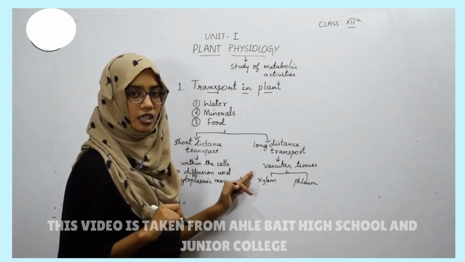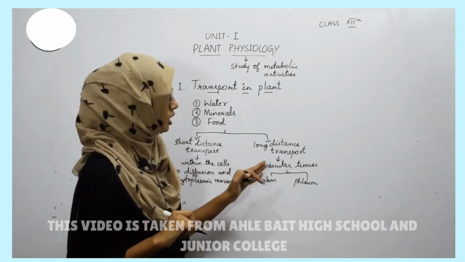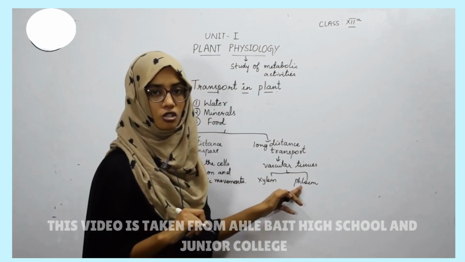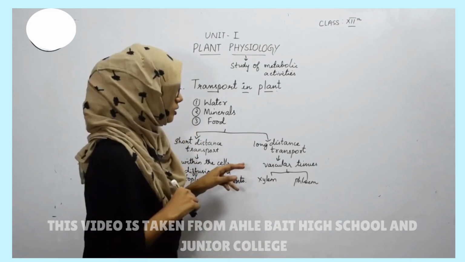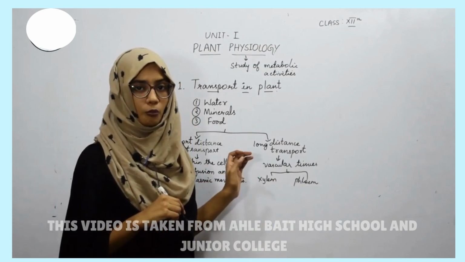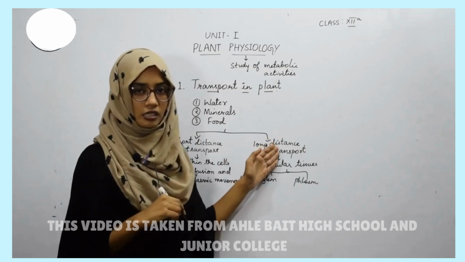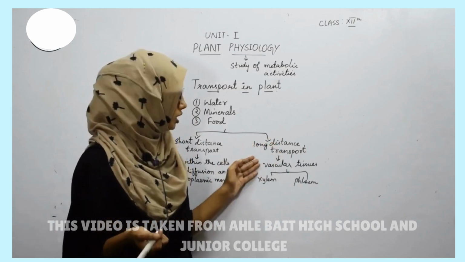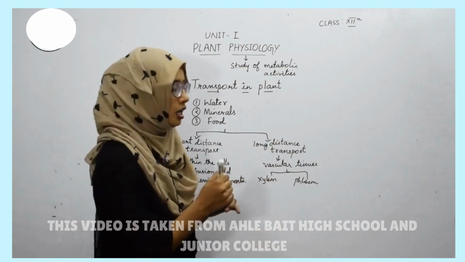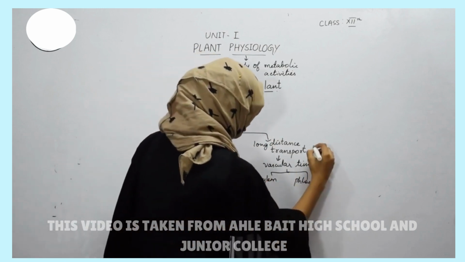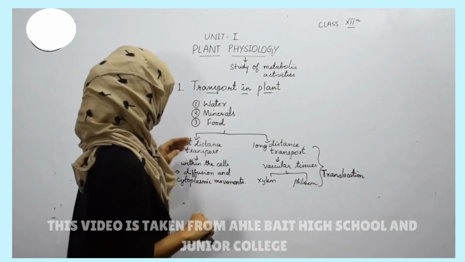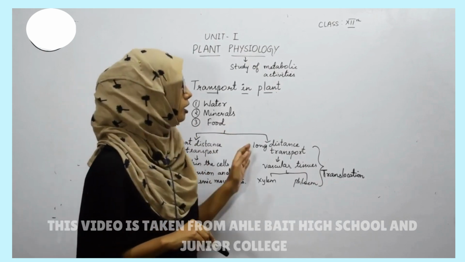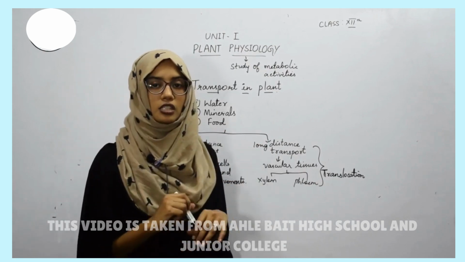So in this way, the xylem is used for the conduction of water and phloem is used for the conduction of food material. The transport of materials over a long distance, achieved by the vascular tissues like xylem and phloem, is called translocation. So in this way, short distance transport and long distance transport take place in a plant body.